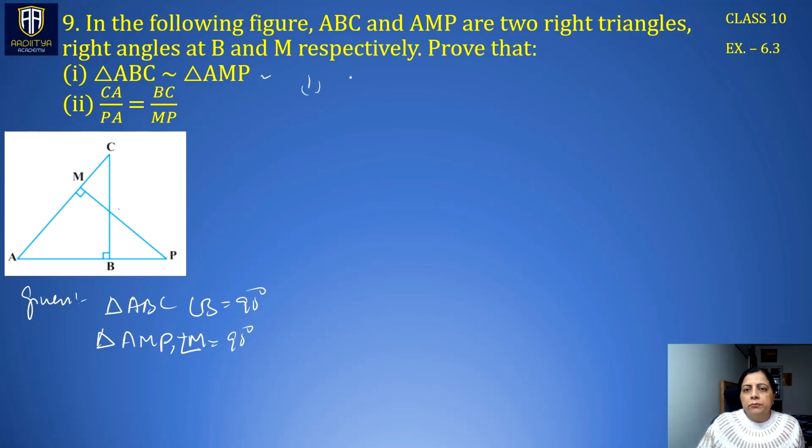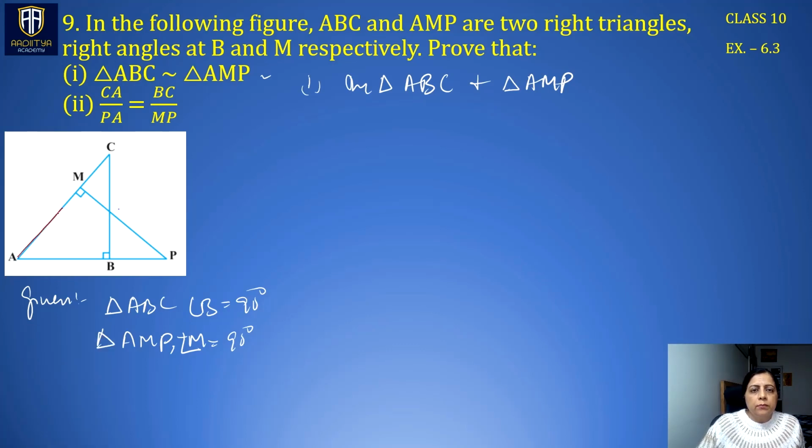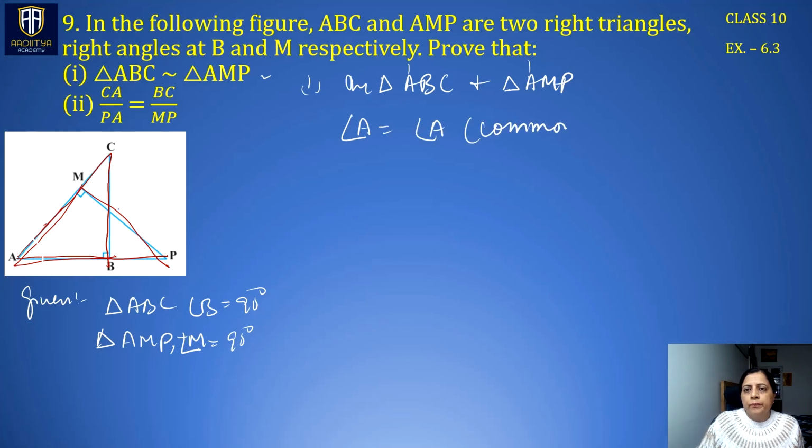So for the first part, in triangle ABC and triangle AMP, we can mark the figures here. ABC is this triangle, right? And AMP is this triangle. So as we are saying the names of these two triangles, we can see that angle A is common to both, right? So angle A is equal to angle A. It is common.